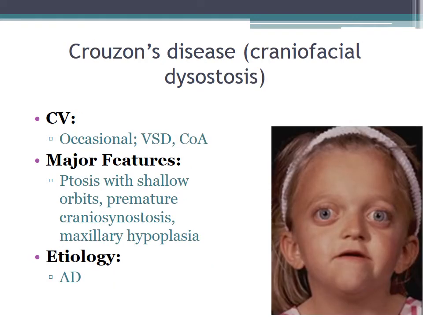Crouzon's disease, or craniofacial dysostosis, is another genetic syndrome you need to know about. From a cardiovascular perspective, you can see VSDs and coarctations occasionally. The major features are ptosis with shallow orbits, premature craniosynostosis, and maxillary hypoplasia. All of these you can see in our image to the right, and the etiology is autosomal dominant.